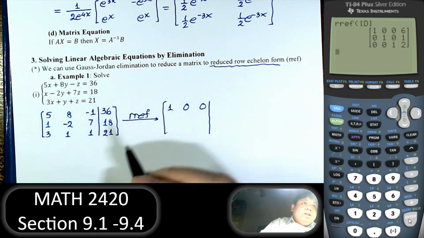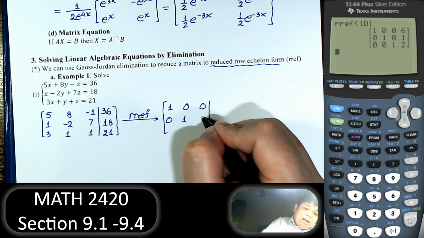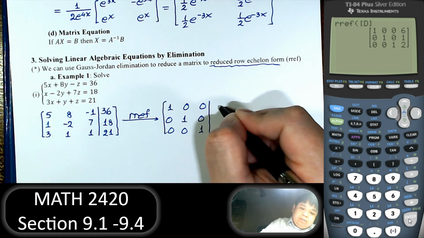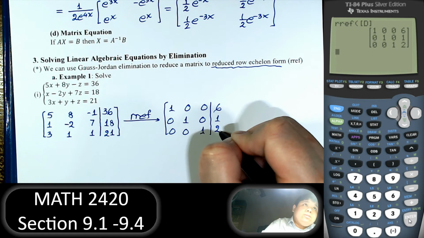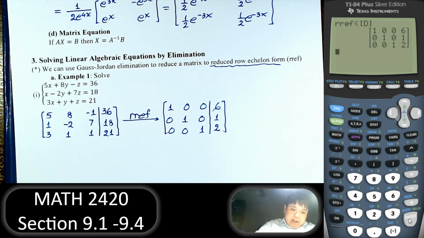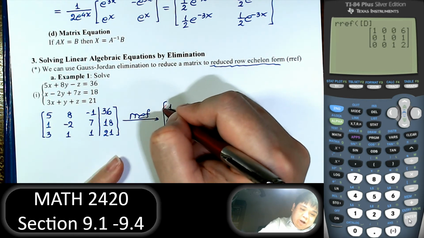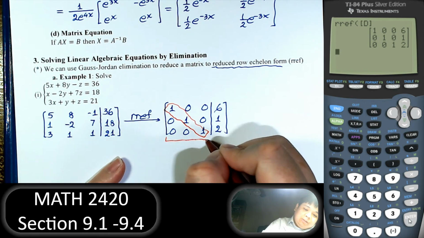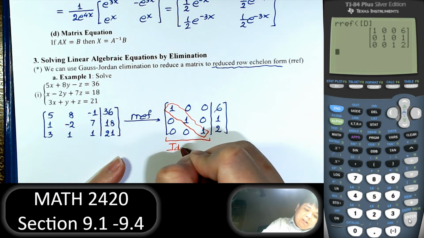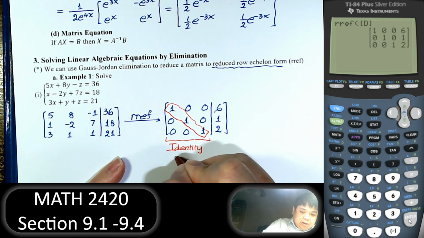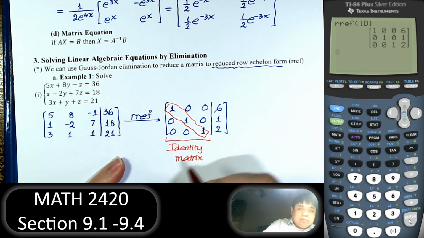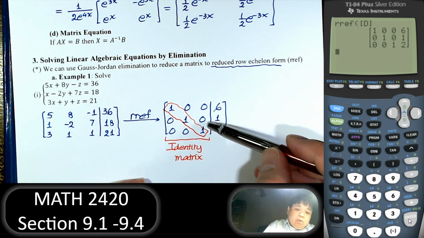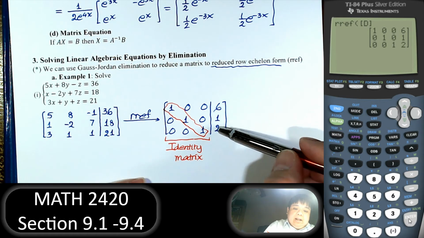and we should have the identity matrix on the left hand side. If we don't have it, then there will not be a unique solution. So notice this is called the identity matrix, where we have 1 on the diagonal and 0 everywhere else. If we have the identity matrix on the left hand side, then the right hand side will be the solution, x, y, and z.